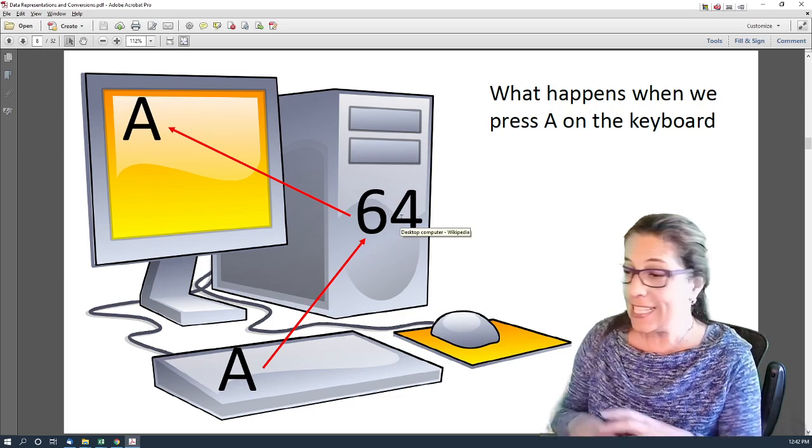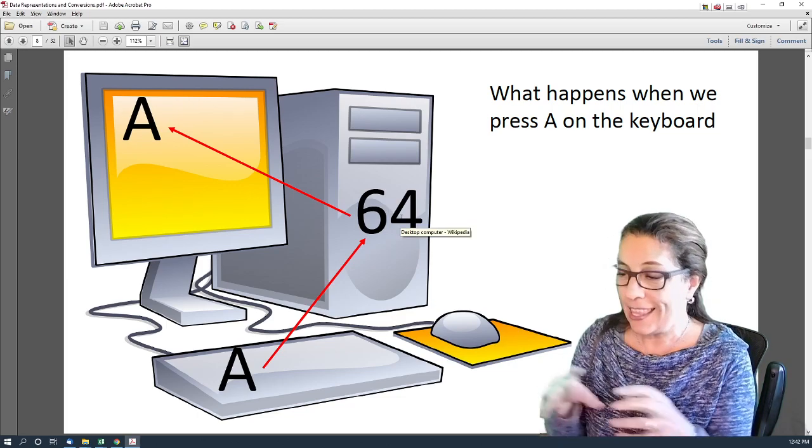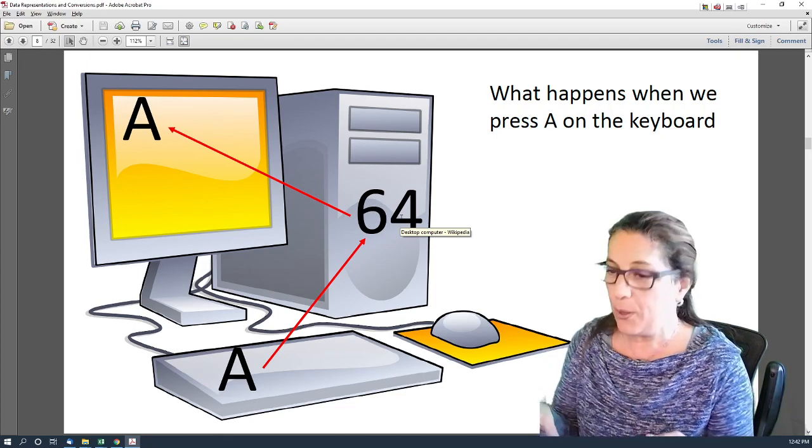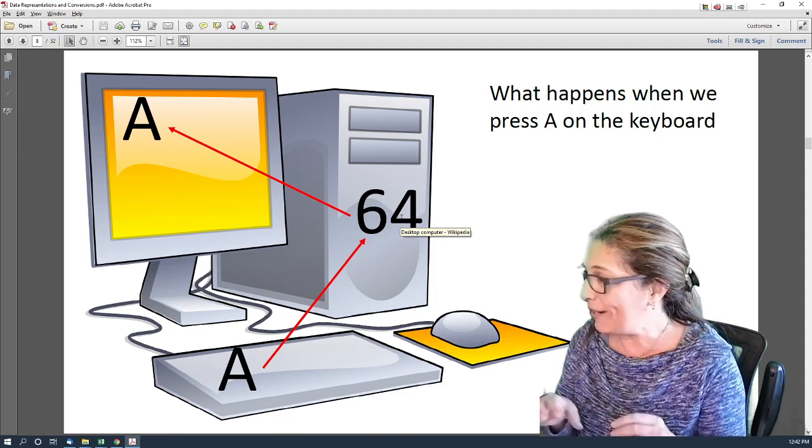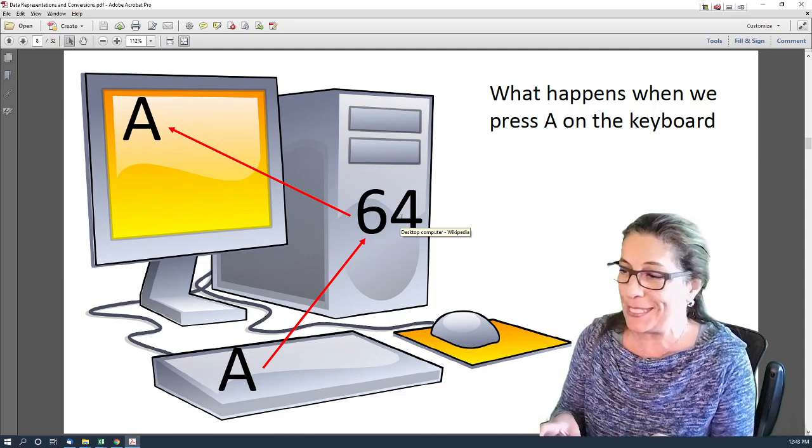And then internally, that's what's going to be used to encode the character capital A. Okay? There's no capital A anywhere inside the computer. There's just the number 64.